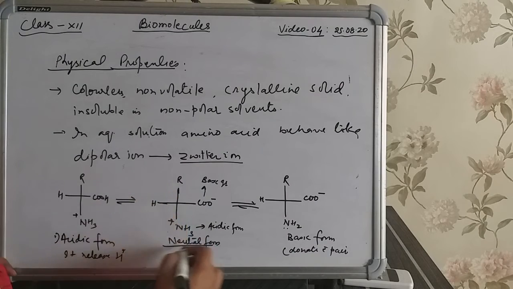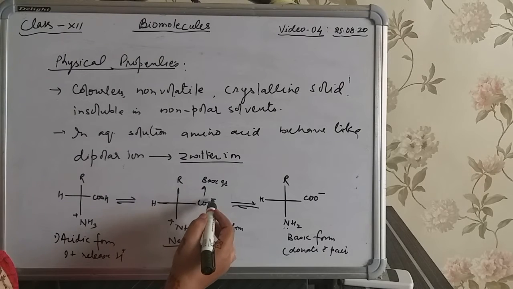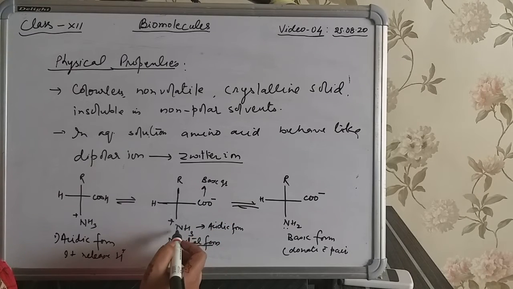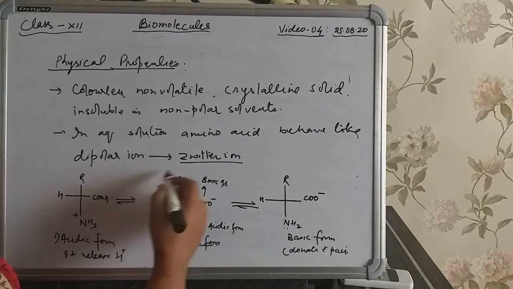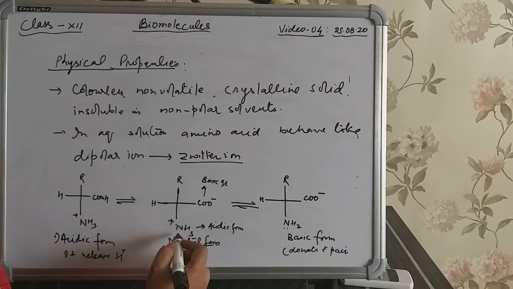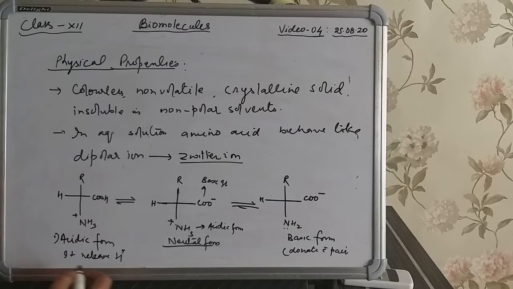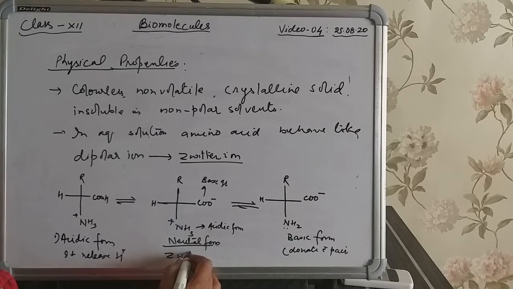So in this particular form, the negative charge is present on the oxygen. In that condition, this carboxylate ion quickly accepts proton, and this NH3 group has tendency to release H plus ion. So in this group, both basic group and acidic groups are present. So this is called the neutral form, and this neutral form is called the Zwitter ion.